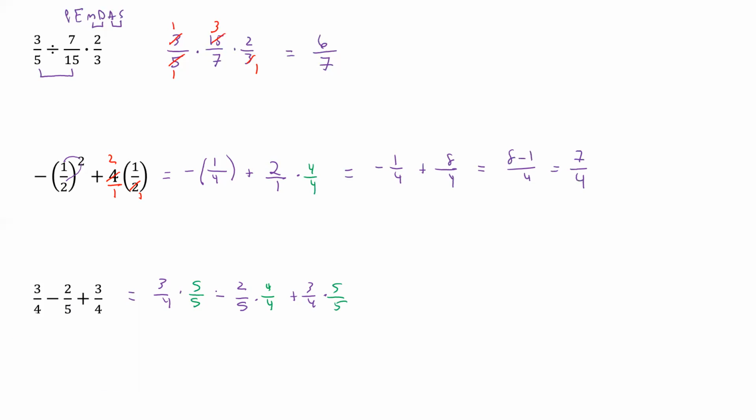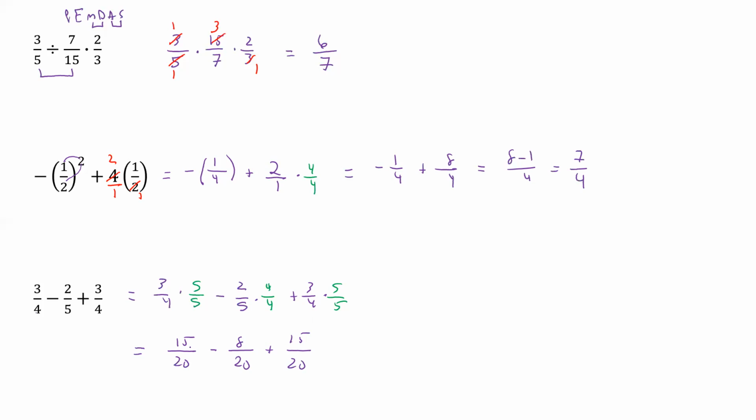All right. Now we have 3 times 5, so that's going to be 15 over 4 times 5 is 20, minus 2 times 4 is 8 over 5 times 4 again is 20, plus now we have 3 times 5 again is 15, and that's all over 20. Okay.